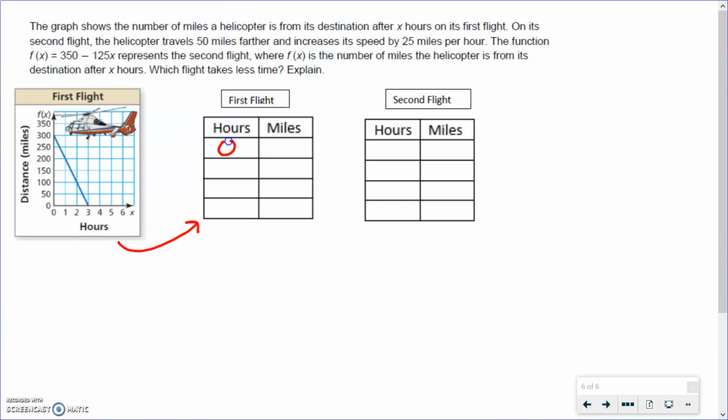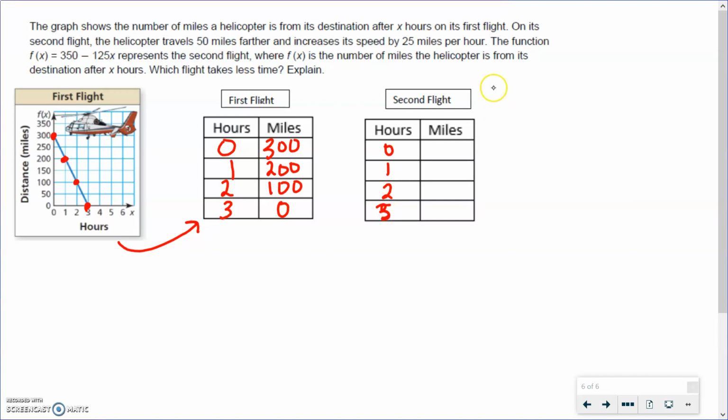So I see at 0, this helicopter is 300 miles away after 0 hours, so when it starts. I see after 1 hour, it is 200 miles away. I see after 2 hours of flying, it's getting closer, it's only 100 miles away. And then after 3 hours, it looks like it's arrived and it is 0 miles away from its destination. We want to compare to decide which flight is going to take less time. Oops, sorry, that should say a 3, not a 5.